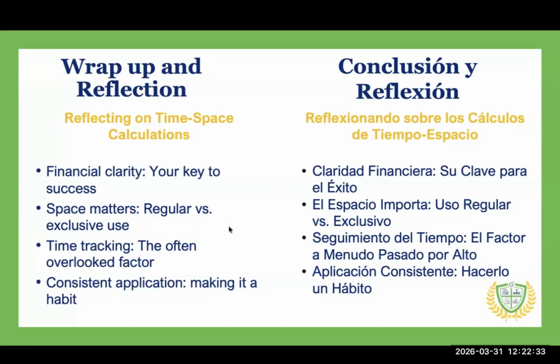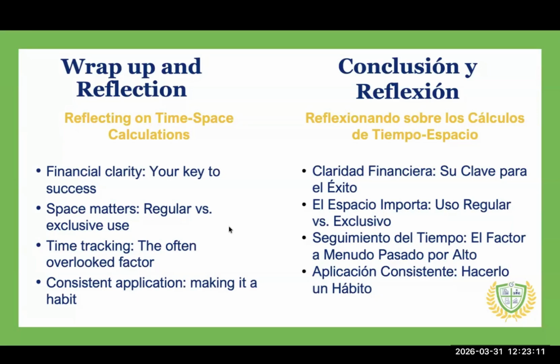Also, space matters. Again, remember regular and exclusive use space. We have learned the difference. We have learned why they are important. So make sure you have that distinction clear and calculate them accordingly. Then time tracking, the often overlooked factor. While it's easy to focus on the space aspect, the time component of this calculation is equally crucial. So tracking time accurately is a must if you want to have and maximize your time space percentage.